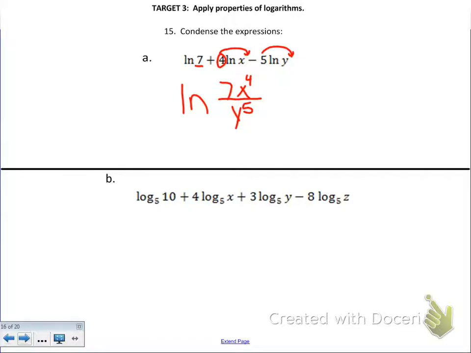Part B here is a little bit longer. Again, I see a minus sign, so I'm going to put a fraction sign in right away. So log base 5. Okay, we're multiplying, so we have 10, and then x to the 4th, y to the 3rd, and then divided by z to the 8th. And those are the condensing questions.